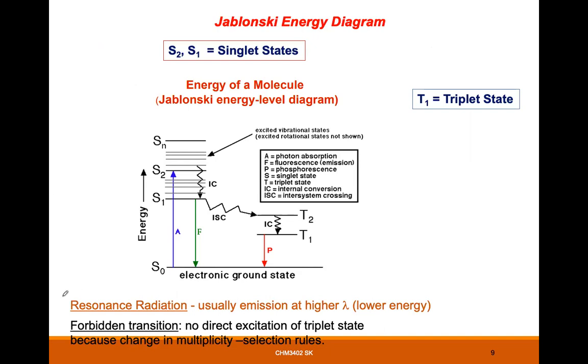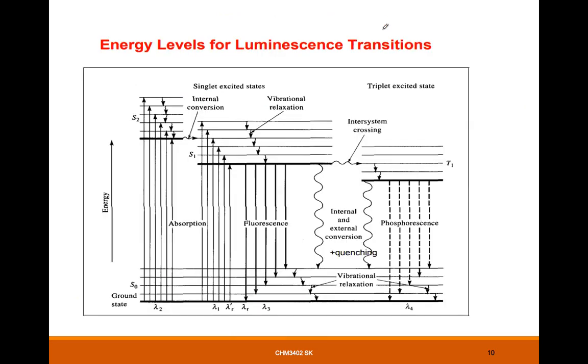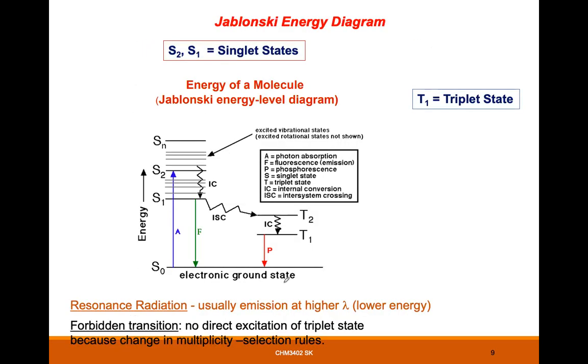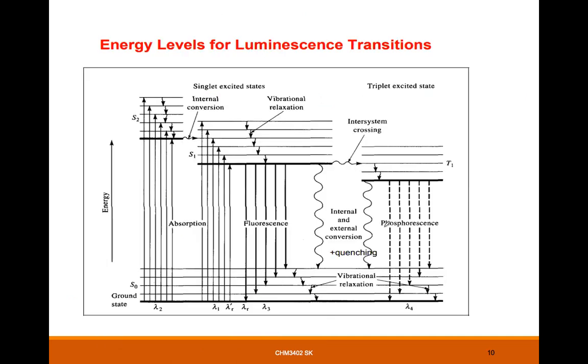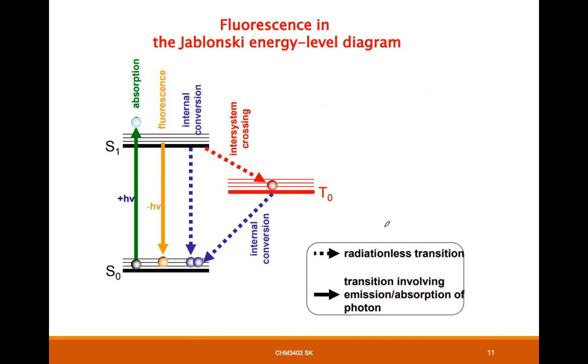This diagram is called the Jablonski energy diagram. Same goes with here, but this one is much simpler. You can see the excitation, and then you have internal conversion, and then you have fluorescence, a possibility of inter-system crossing, internal conversion, and then you have phosphorescence. So these are the processes that happen. Make sense?